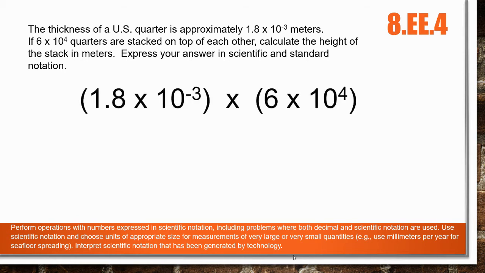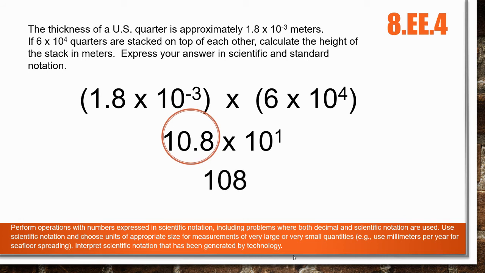All right, well, let's look at that problem. It'll be multiplication because I'm going to keep stacking and it'd be like repeated addition. I'm going to multiply 1 and 8/10 times 6. That gives me 10 and 8/10. And 10 to the negative third times 10 to the 4th is 10 to the 1st. Well, first let's look at standard notation. If I multiply 10 and 8/10 times 10, the place value shifts 1 to the right. So this would be 108.